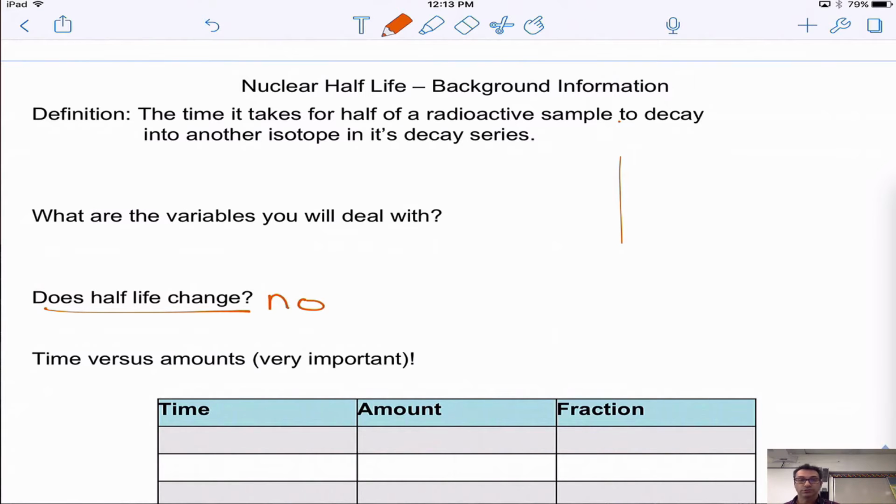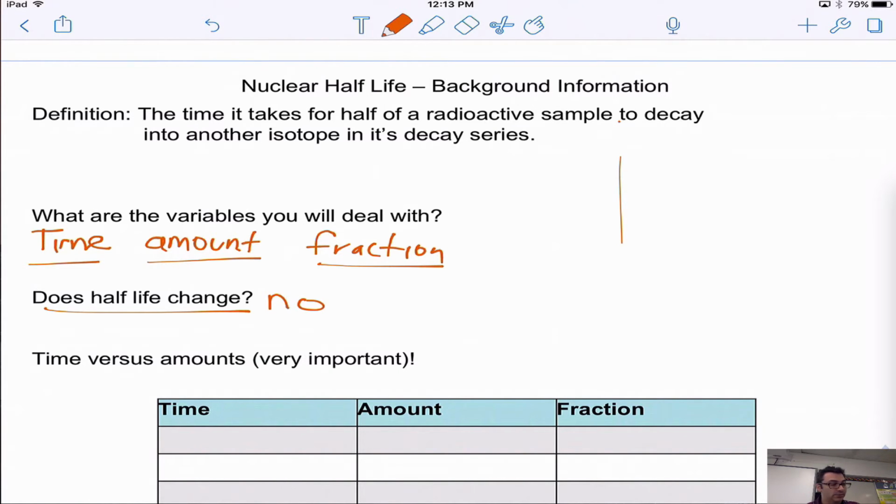What variables will you be dealing with? Well, you're generally dealing with three variables. The amount of time, whether it's half-life time or total time, you're dealing with that. And then also you're dealing with amount. And in amount, you're also dealing with fraction. So these are the three main things that you're dealing with.